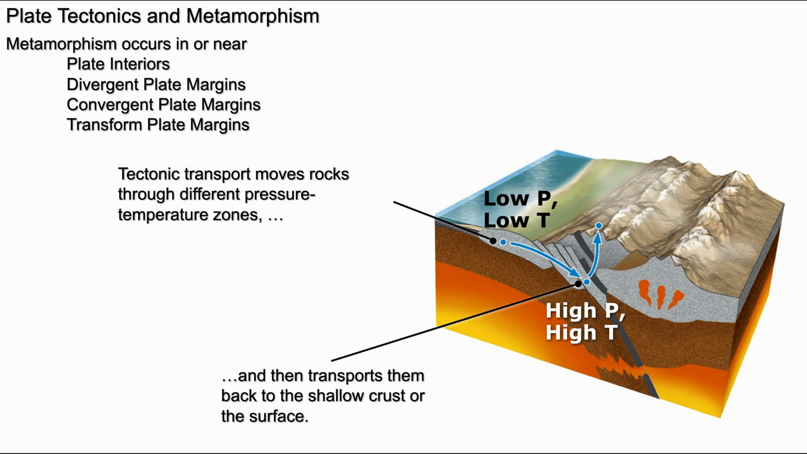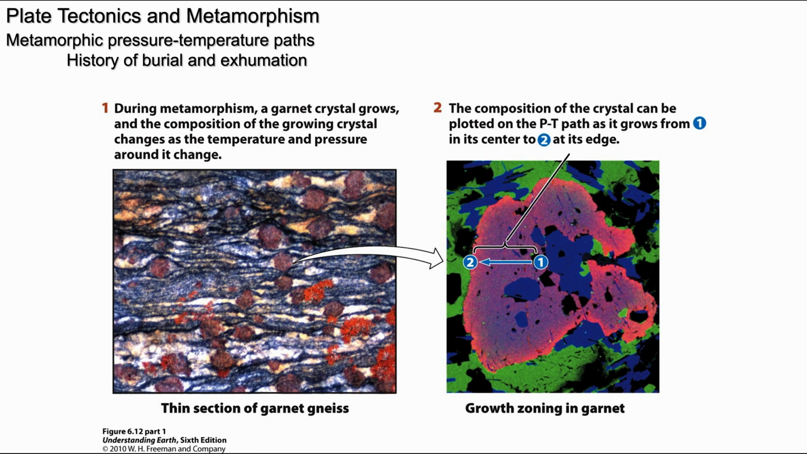So there's going to be some pressure involved in this, but the pressure ultimately decreases as that rock reaches the surface again. Temperature is likewise going to decrease. So we see a change from low temperature, low pressure to high temperature, high pressure, and then low temperature, low pressure again. So this gives us a history of burial and exhumation.